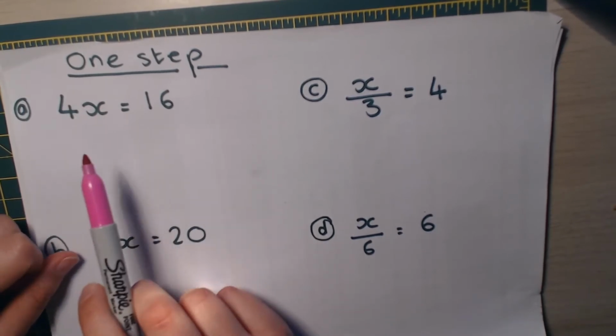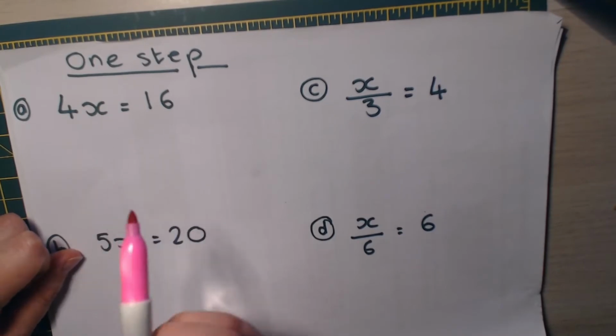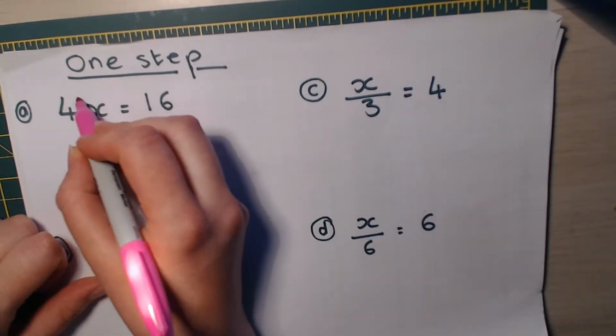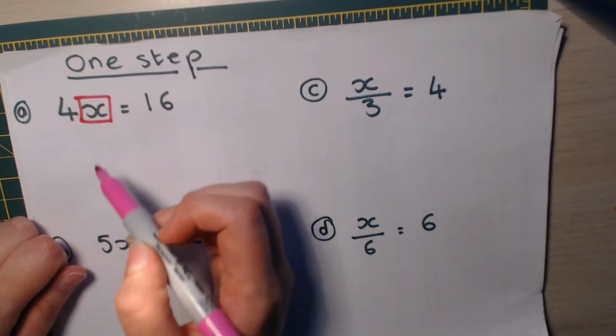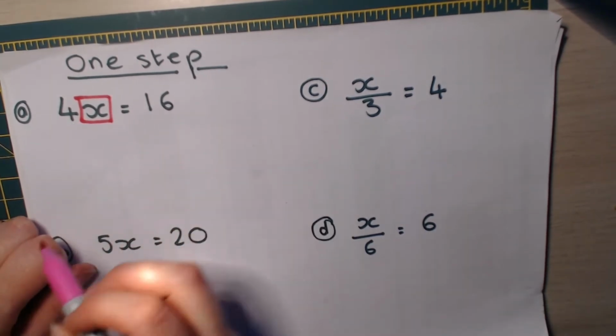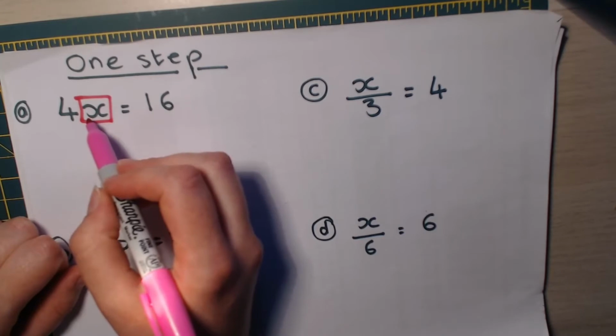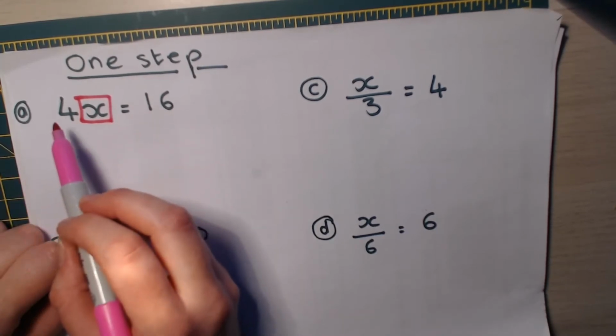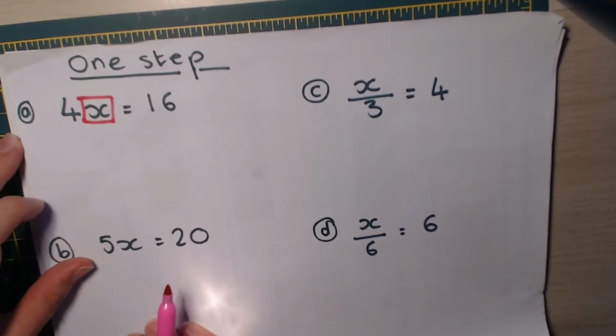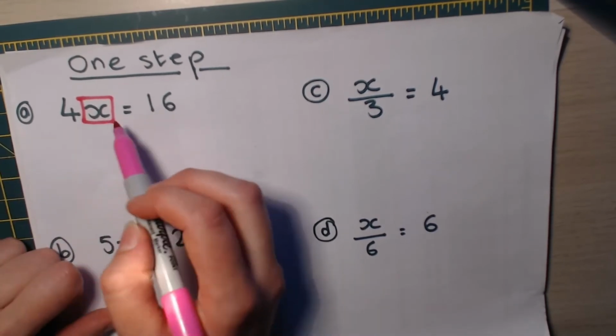So we work here with inverses. The first thing, we're trying to isolate the x. We're trying to get it on its own, so we're trying to get everything else away from it. We want our answer to be x equals something. So we look here first, and remember, 4x means, we don't write it, but it means 4 multiplied by x. So 4 multiplied by x is 16.